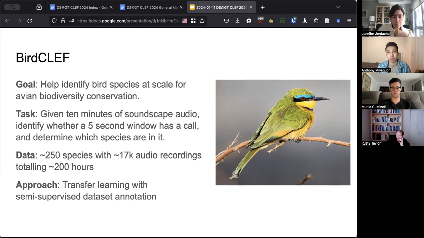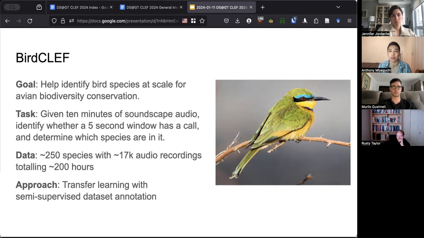So bird species are kind of disappearing quickly across the globe, and it would be useful to be able to do some sort of census of birds. So the task here is to take soundscape audio, which might be 10 minutes of audio, and find for each 5-second interval if there's a bird call, and if there's a bird call, what species is it? For last year's competition, it was about 250 species with about 17,000 audio recordings of different lengths, but totaling 200 hours.